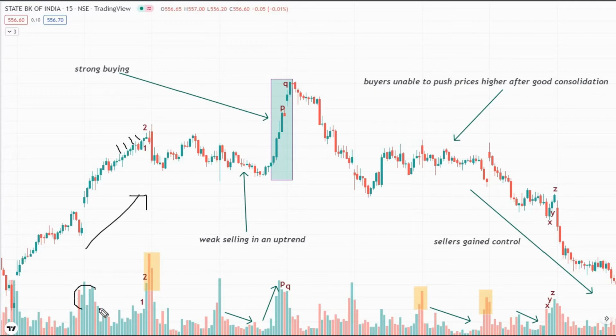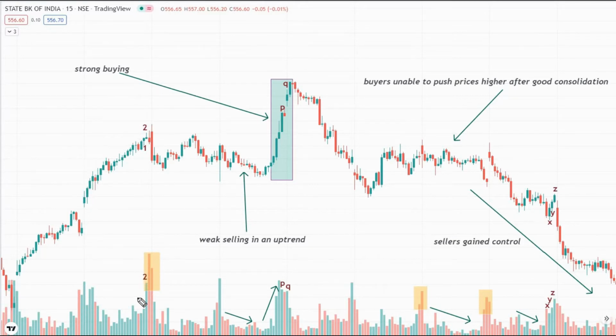Here volumes were very good, and the spreads of the bars were very large compared to the spreads here. Here the spreads are getting narrower and the volumes have also come down. So this is an indication that buyers are losing momentum in this uptrend. Okay, this is the first sign.